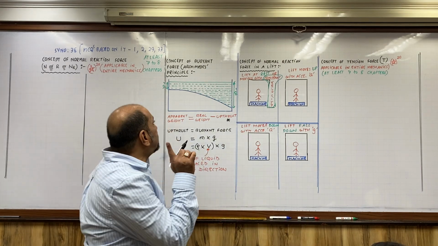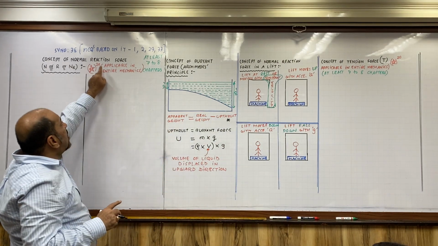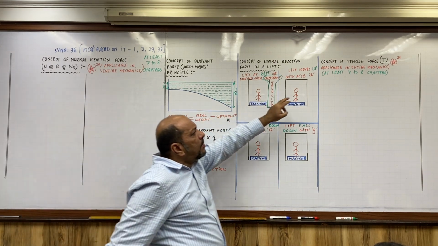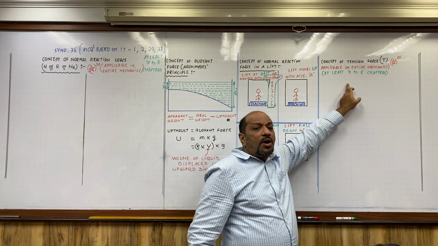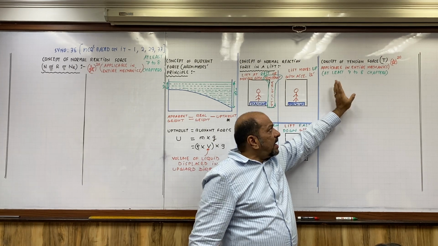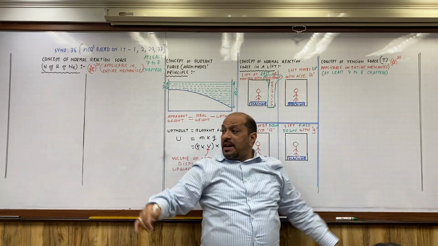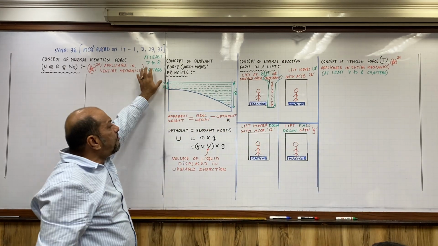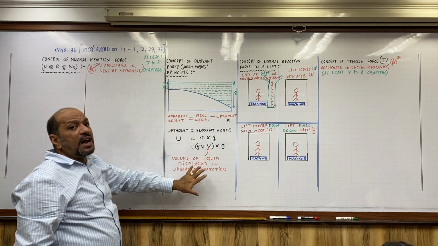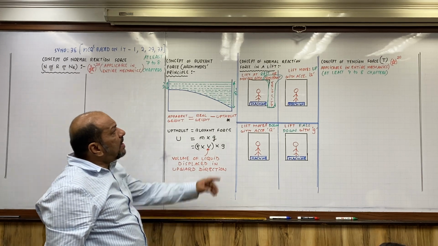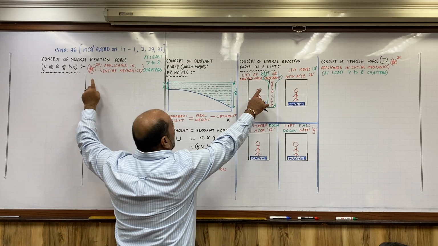So the first concept which we are going to study is the concept of normal reaction force. Then another equally important article is the concept of tension force. Again, both these articles go hand in hand. Then in between I am going to teach you what is the meaning of buoyant force, right? Archimedes principle, which you have heard about in school. And then it is going to be the concept of normal reaction force again, right?